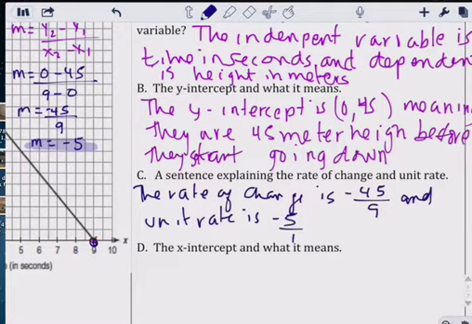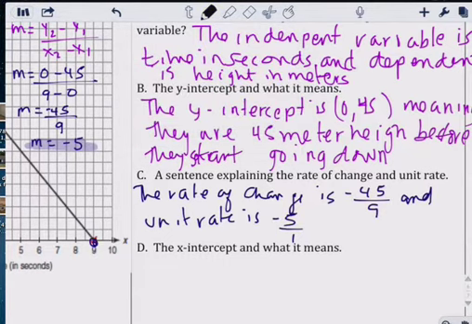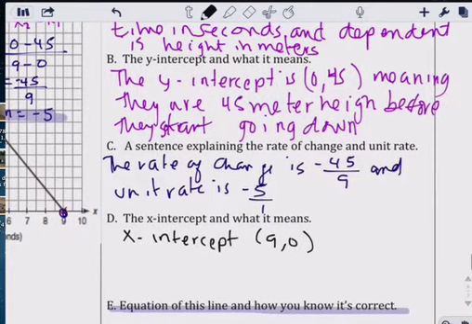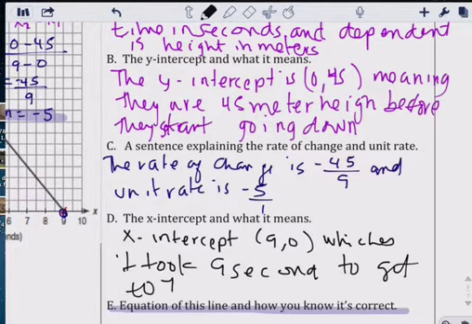X-intercept. It takes 9 seconds to get to the bottom of the hill or whatever activity they're doing. X-intercept is 9, 0, which means it took them 9 seconds to get to the bottom. Okay?